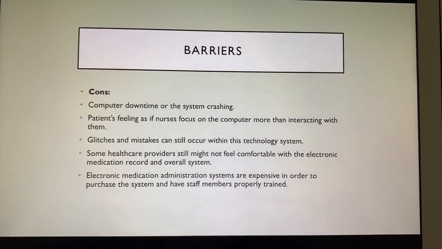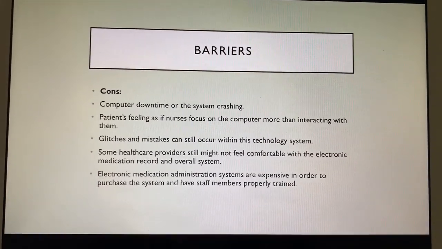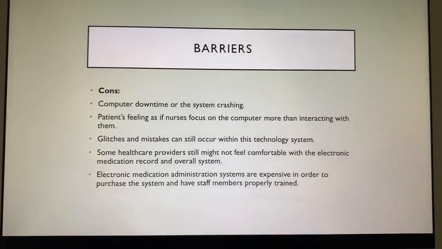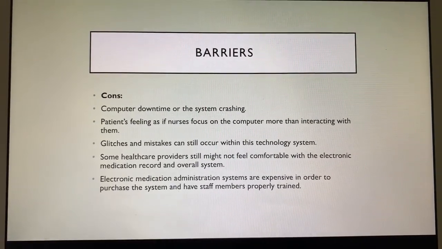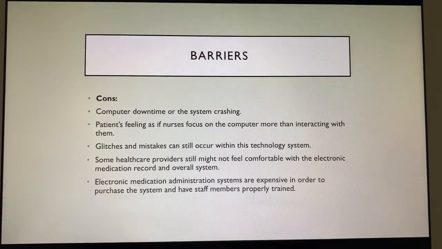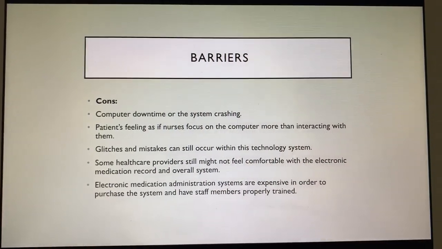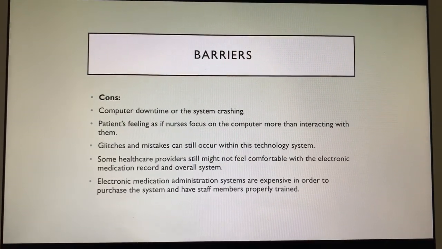So some barriers or cons of the medication administration record are, unfortunately, as good as computers can be, there is still computer downtime, or unfortunately the system can crash. And not many people know what to do when that happens.